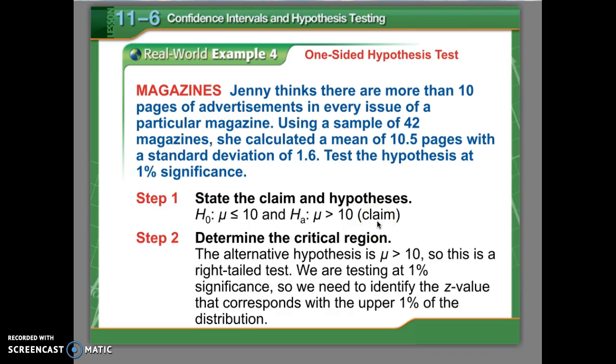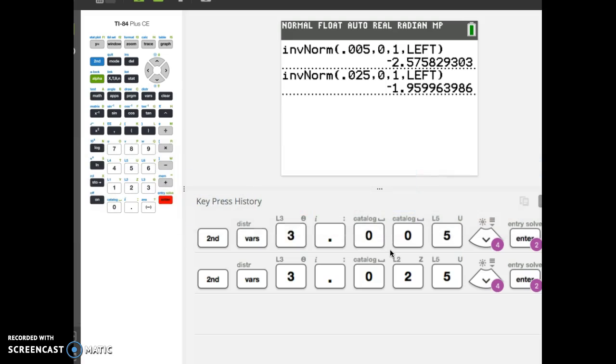So we have our null hypothesis, we have our alternative hypothesis, and we have identified that the alternative hypothesis is the claim. The second step in the process is that we need to figure out what the critical region is. The alternative hypothesis is greater than 10. So because the alternative is greater than, we're going to be doing a right-tailed test. The test type is always figured out by using the alternative hypothesis. We're testing at 1% significance, so we need to figure out the z-value that corresponds with the upper 1% of the distribution. So we're going to come over to the calculator real quick and figure that out.